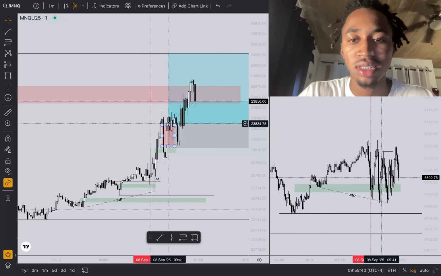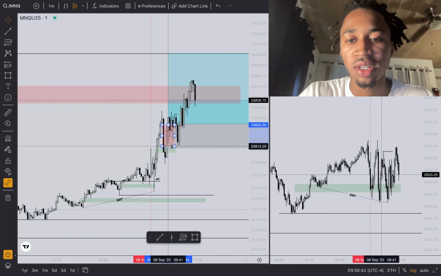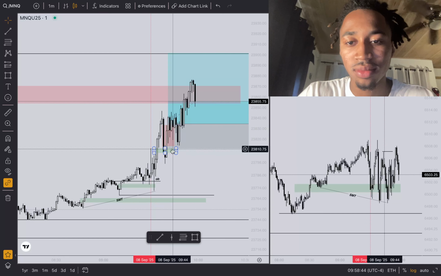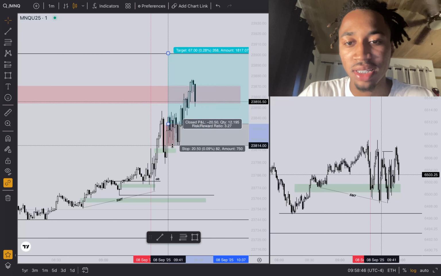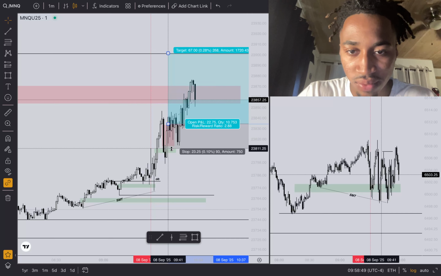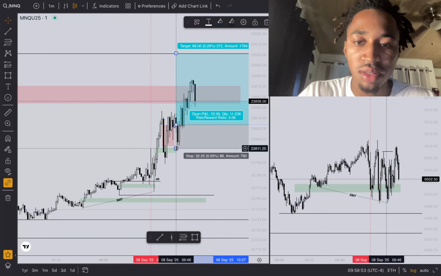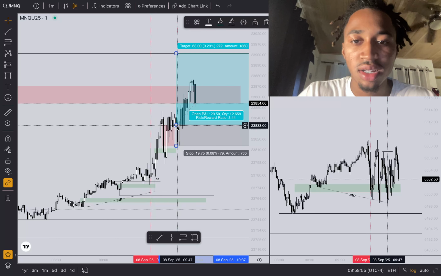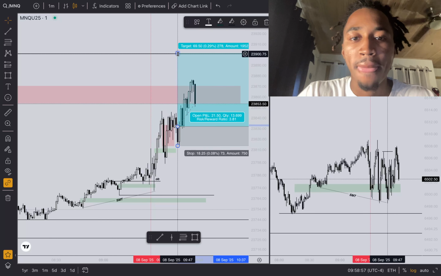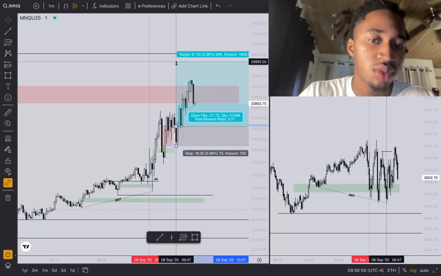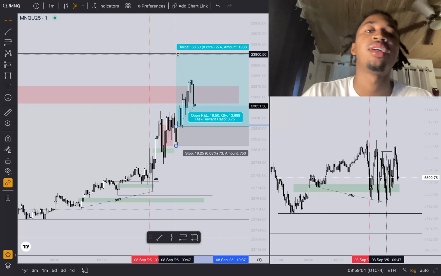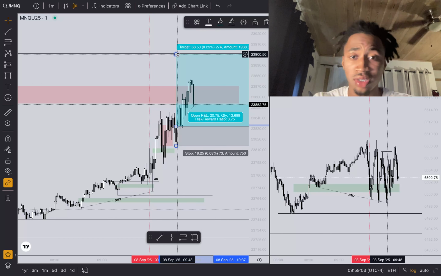I enter, we get choppy. I put my stops right under the wick of this down close candle, right here, so these candles didn't take me out. And then I ended up moving my stop to the bottom of these candles here. It was like a 1-to-3 risk to reward ratio, risking like 480 to make like 1200.